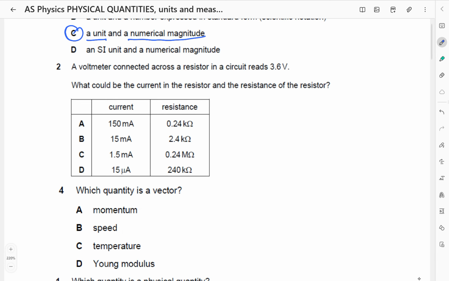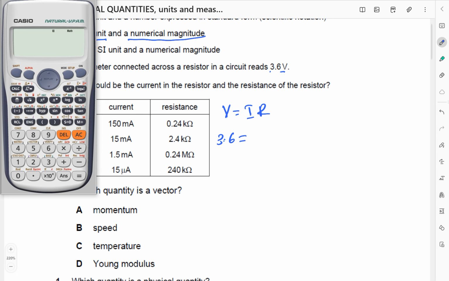A voltmeter connected across a resistor in a circuit reads 3.6 volts. What could be the current in the resistor and the resistance of the resistor? So by Ohm's law, V is equal to I times R. We want V to be 3.6 volts, so we check which combination gives us 3.6 volts, because V is going to be I times R. I'll just check the last two, because I think the answer could be C or D.